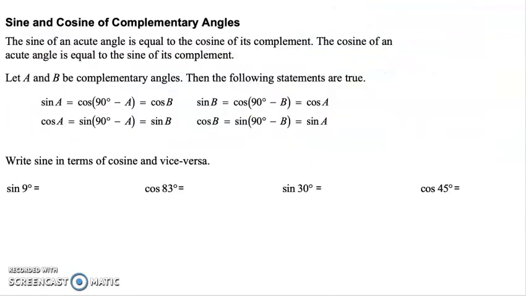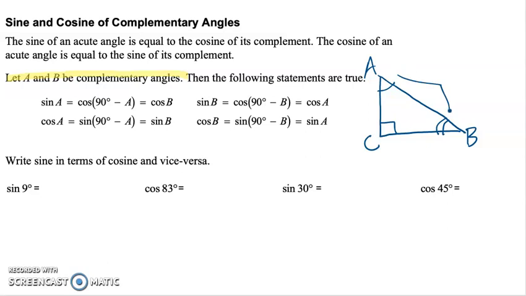So let's look at this next little thing here. So sine and cosine of complementary angles. Now we noticed on the other slide just there that the sine and cosine of the two different angles ended up being the same. So this is telling us for a setup, let A and B be complementary angles. So we have a right triangle here. So it's 90, and we'll call this C, A, and B. So it's telling us A and B are complementary. Which means what? Do you remember?